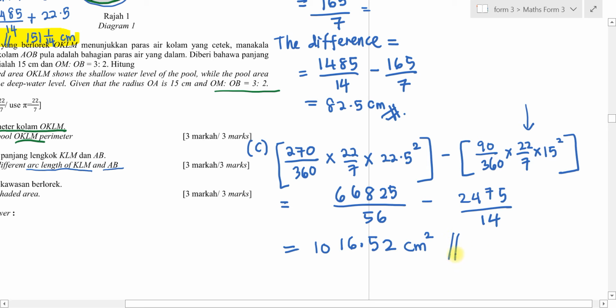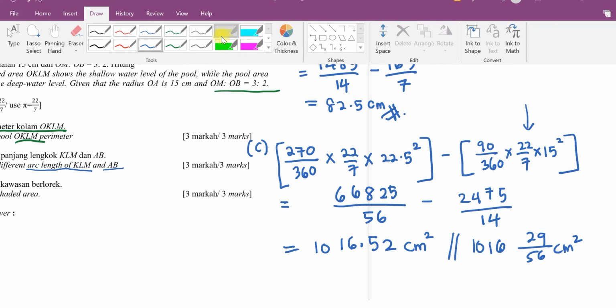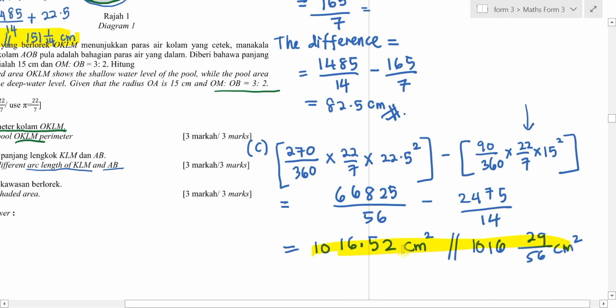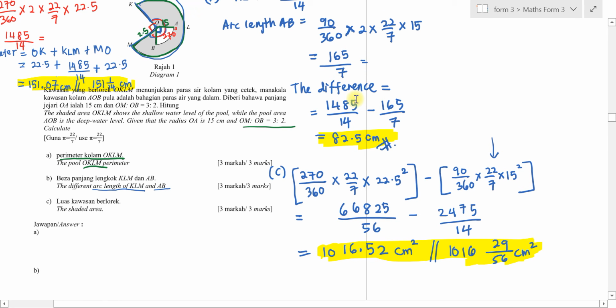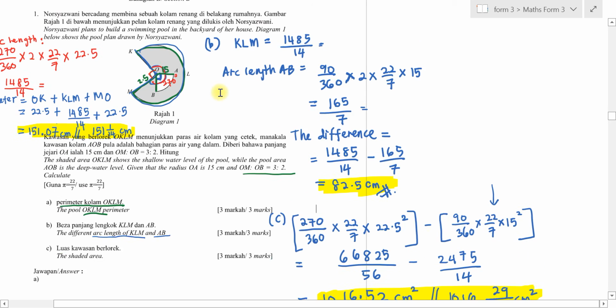Or if you want to put it in fraction, also can. 1016.29/56 centimeter square also acceptable. No problem. Okay. Final answer. Okay. So that's all for the question 1.